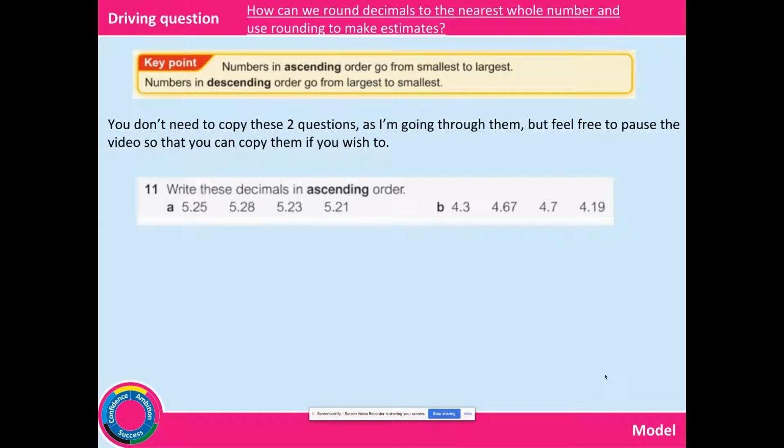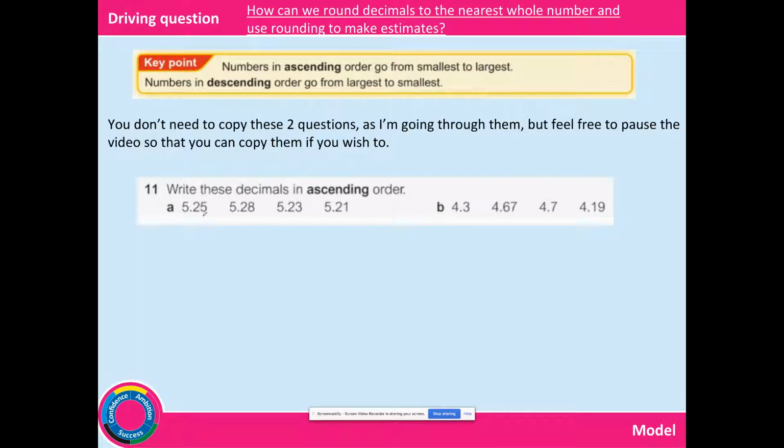So I've got 2 sets of numbers here that I'm going to show you how we will put in order. The question says, write these decimals in ascending order. So I check ascending, it's going from smallest to largest. So I've got to look now for my smallest number.